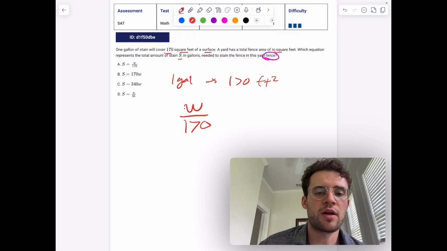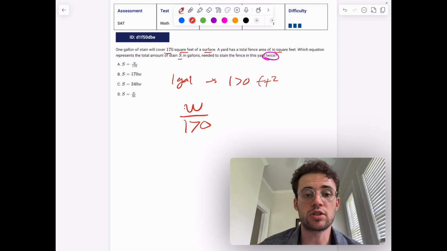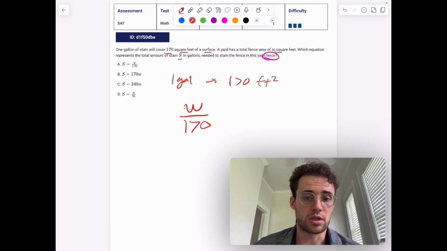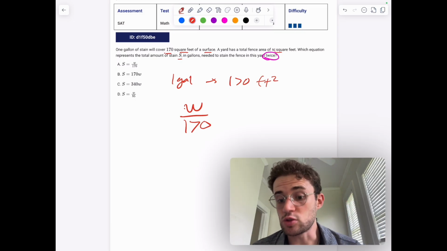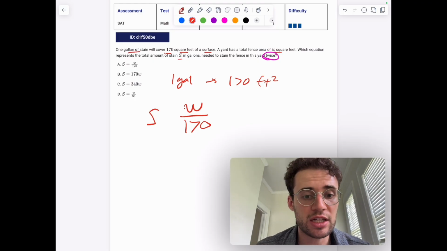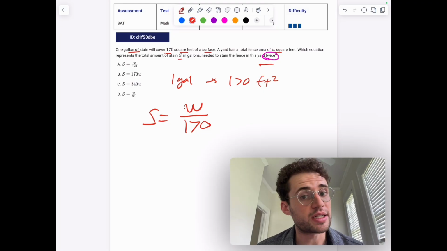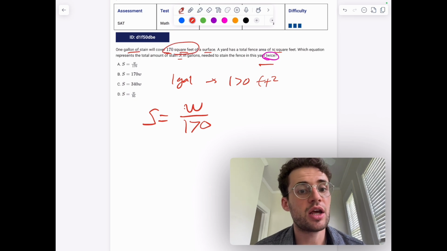Because think about if W is equal to double 170, so say it's 340, you'd need twice as much paint as you need for 170 to do twice as much area. So if it was half as much, so if this was 85 over 170, which is 1/2, you would only need 1/2 of a gallon. So that makes sense. But you can't just write S equals W over 170, because remember that you have to do it twice. So technically, if you're doing it twice, then even if it can cover 170 square feet, you can only do half as much as that.